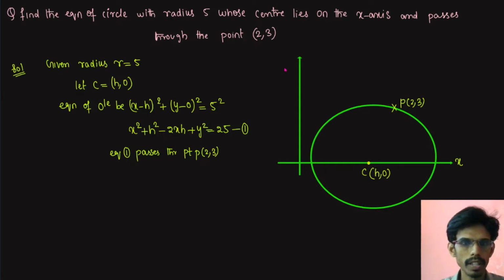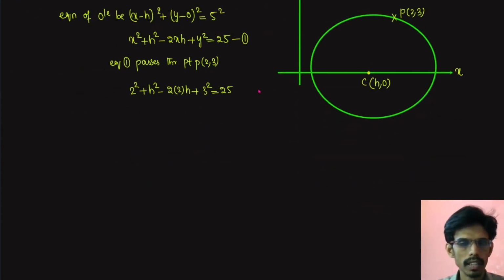Now put this point here, it will be 2 square plus h square minus 2 into 2 into h plus y value, 3 square, is equal to 25. Putting x and y value, taking this point as x, y, substitute these values in equation 1.